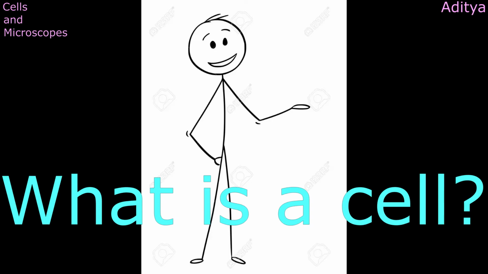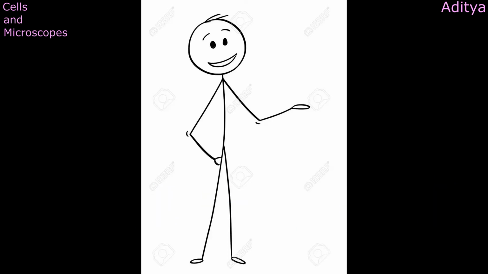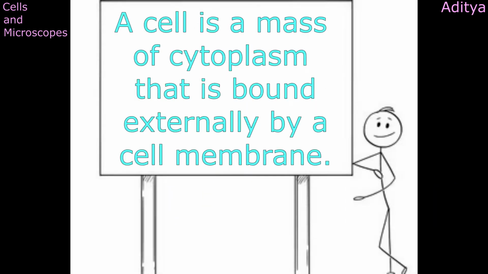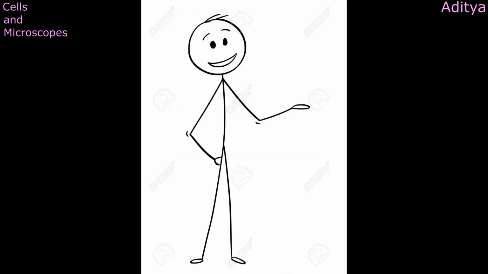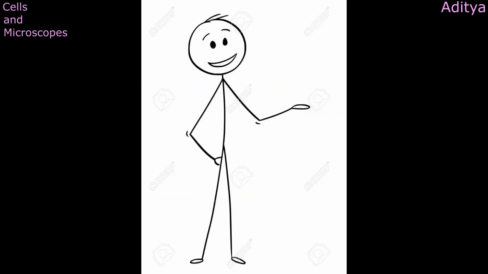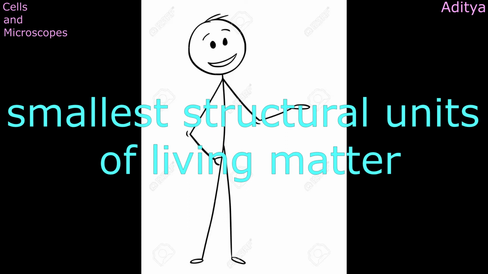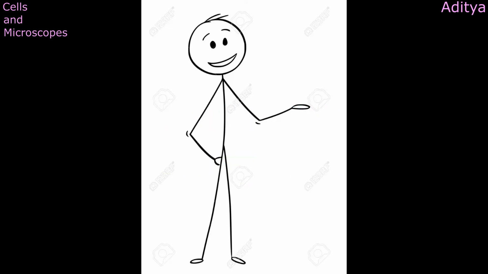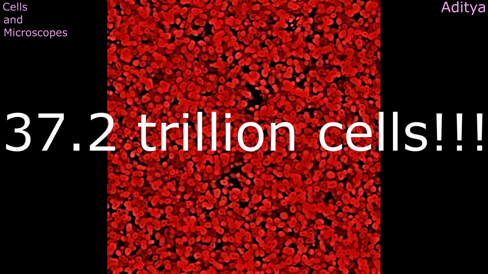So what exactly is a cell? Well, a cell is a mass of cytoplasm that is bound externally by a cell membrane. I know that sounds quite confusing, but it is actually quite simple. Normally, cells are the smallest structural units of living matter, and it is what most living things are made of. To put it into perspective, in the human body, there are somewhat 37.2 trillion cells. I know, that sounds like a lot, and well, to be frank, it is.